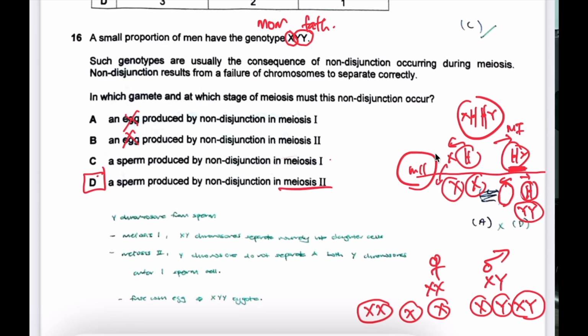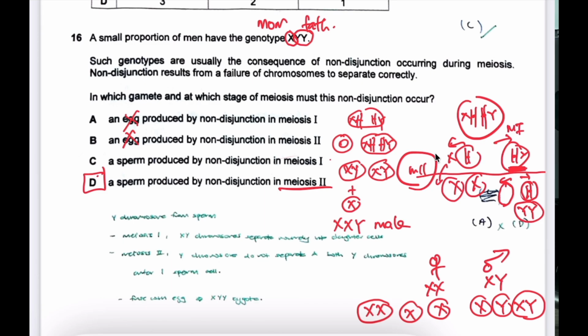Okay, if it's meiosis 1 non-disjunction, how would that take place? If meiosis 1, here means this one is the X, this one is the Y. Then if they go together, this side is empty, the other side gets X and Y. So after this splits normally at meiosis 2, they will have XY, XY. And if this one combines with a normal X, it will be an XXY male. Okay.